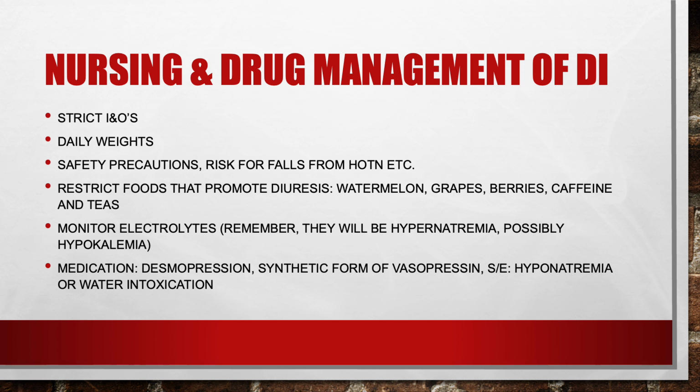And we want to monitor their electrolytes. So remember, they're going to be hypernatremic. And just the flip side of hypernatremia is potassium. Their potassium will be low. So we're going to have to pay attention to that very carefully. And the medication typically that we'll give for them is desmopressin. I didn't mean to put pressin, but desmopressin, it's a synthetic form of vasopressin. But the side effects is hyponatremia or water intoxication. Okay.